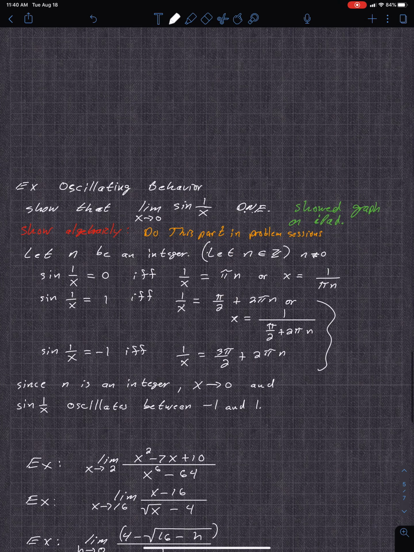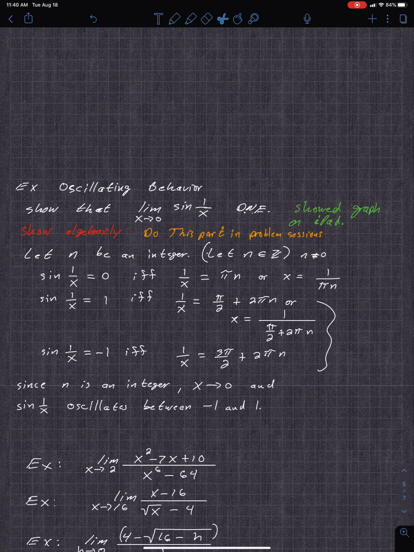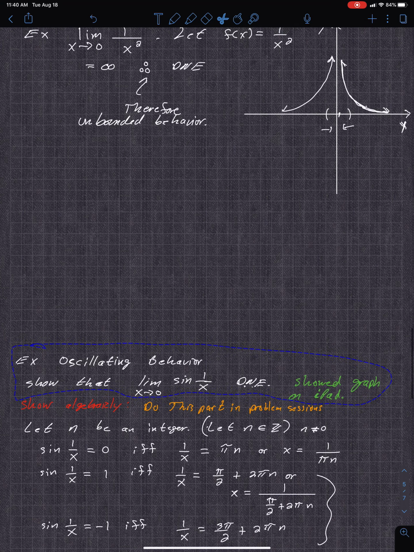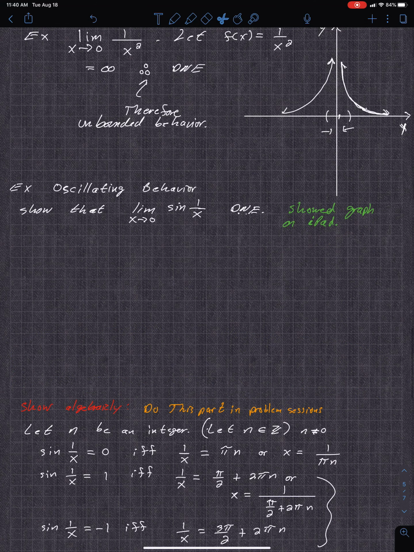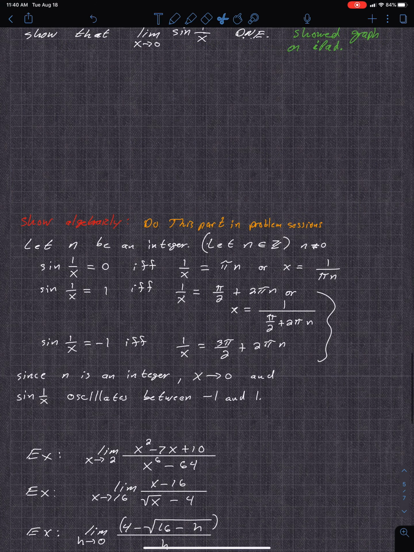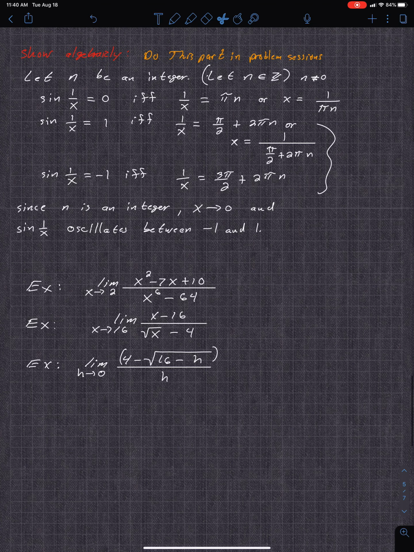Okay, moving along. Next thing I want to look at is oscillating behavior. And we'll do this just graphically. So let's move this one up to here. And then we'll show it algebraically if you want to see all that stuff. These are the problems we will be doing in problem sessions, and then I'll also show you how you show something like this algebraically, what's going on. So we'll cover all of this in problem sessions.